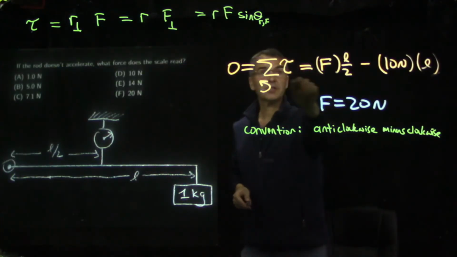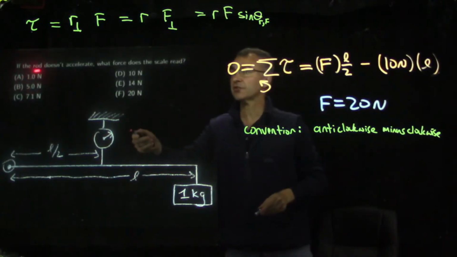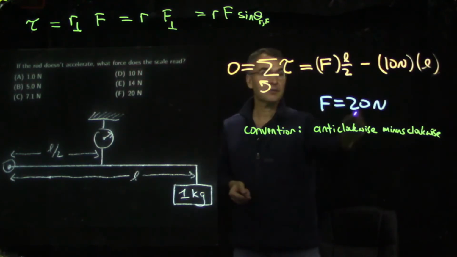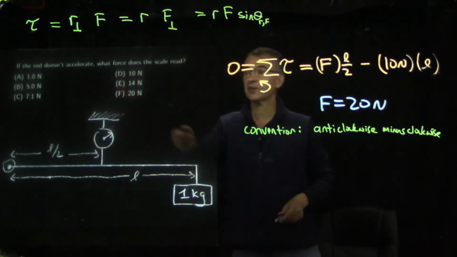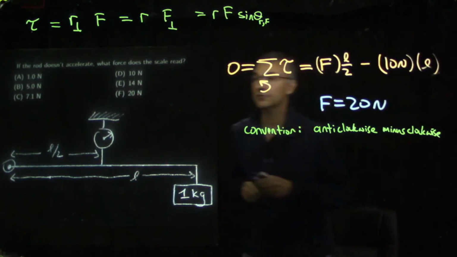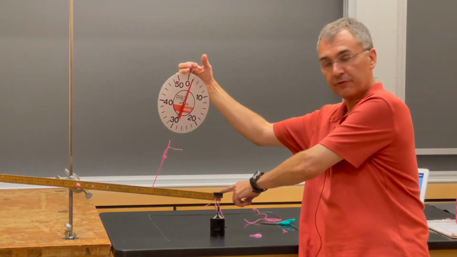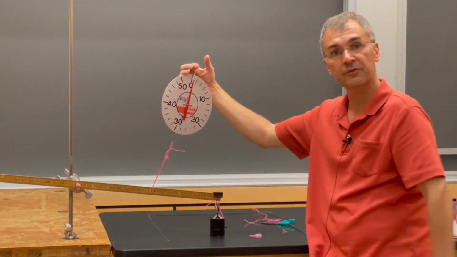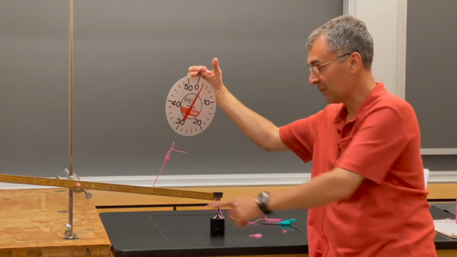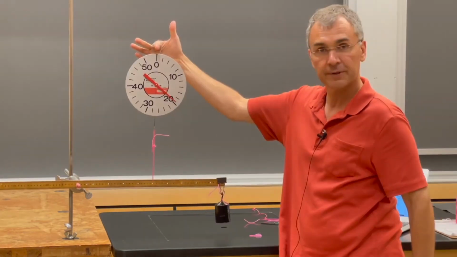So in order for these two things to sum to 0 so that the rod doesn't accelerate, we need this unknown force to be 20 newtons. So I think I like answer F, Foxtrot here, 20 newtons. Now we have 10 newtons at 0.5 meters. We have an unknown number of newtons at 0.25 meters. How many newtons will this be? How about 20?